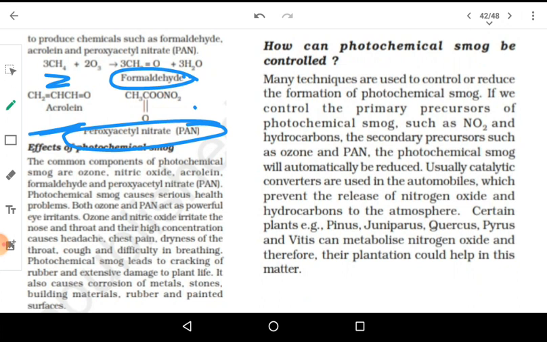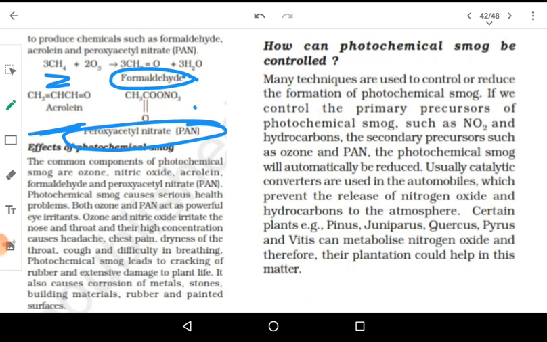Photochemical smog can cause serious health problems. Both ozone and PAN can act as powerful eye irritants, and ozone and nitric oxide irritate the nose and throat, and their high concentration can cause headache, chest pain, dryness of the throat, cough, and difficulty in breathing.